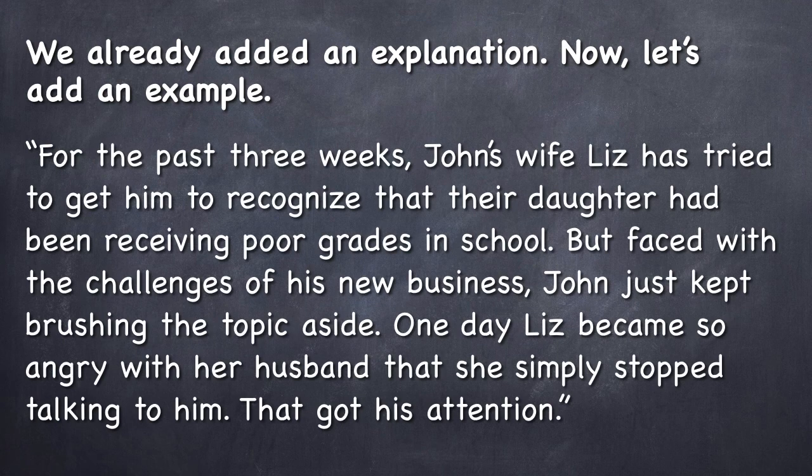For the past 3 weeks, John's wife Liz has tried to get him to recognize that their daughter had been receiving poor grades in school. See, that's a problem. But faced with the challenges of his new business, John just kept brushing the topic aside. One day, Liz became so angry with her husband that she simply stopped talking to him. That got his attention.